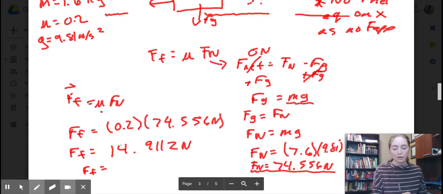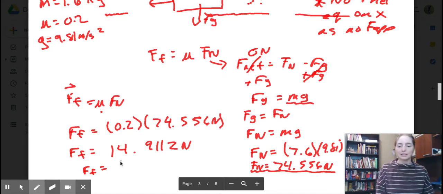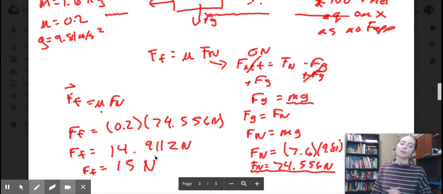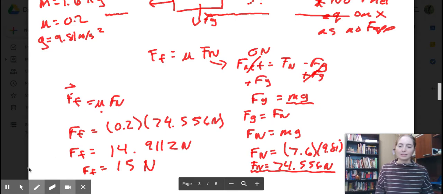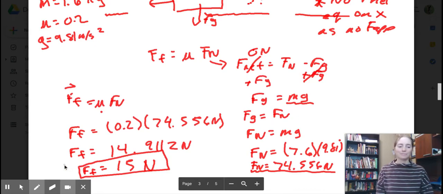So your force of friction is now going to be equal with your sig digs. Let's come back to the original question. 7.6 kilograms and 0.20 are our values, so that's 2 sig digs. So I'm going to wind up with 15 newtons. Now, when you also look at the original question, it says, what is the magnitude of the force of friction? Because the question says magnitude, it means I don't want you to tell me the direction. So we leave that as it is, and we box your final answer.